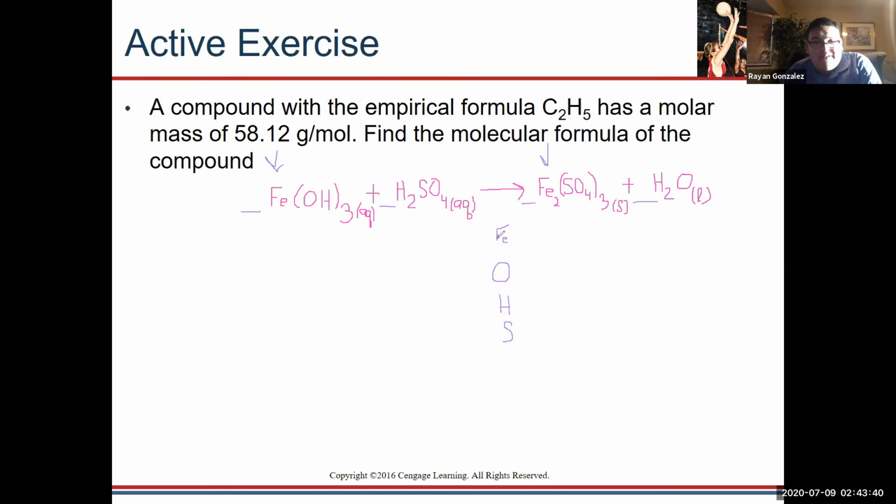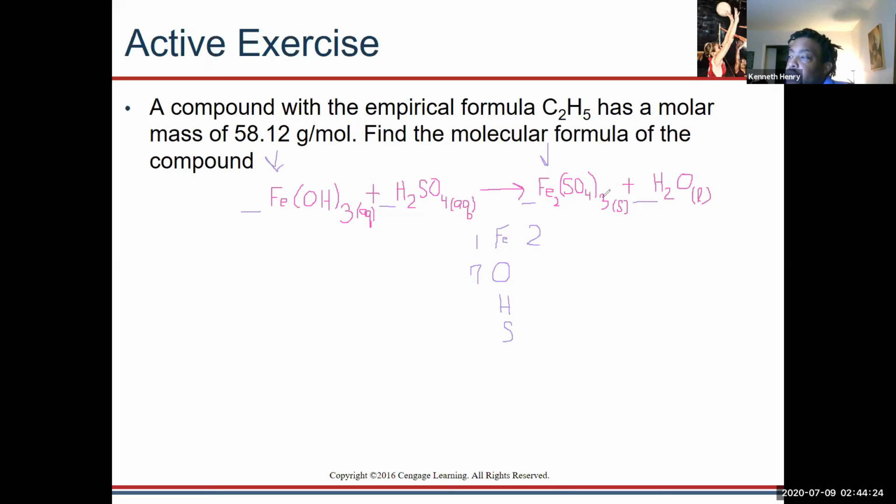Okay, so how many iron do I have on my reactant side? 1. How many iron do I have on my product side? 2. Okay, so we'll just go through and do them all first, and then we'll focus on the iron. How many oxygens do I have on my reactant side? 7, right? Because you got to multiply that 3 times whatever is in the parentheses. So that's 3 plus 4 is 7.